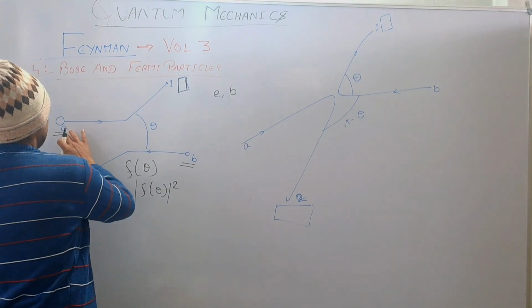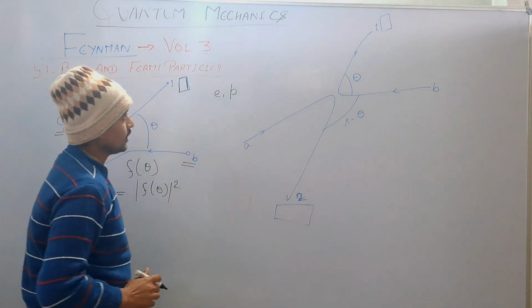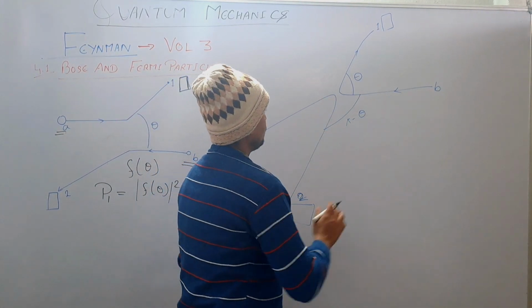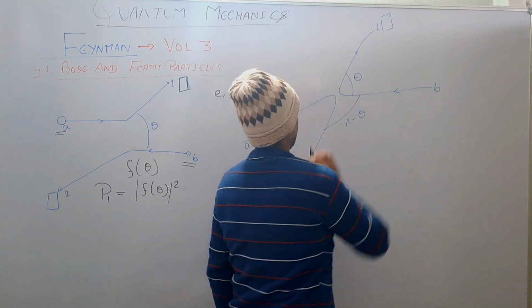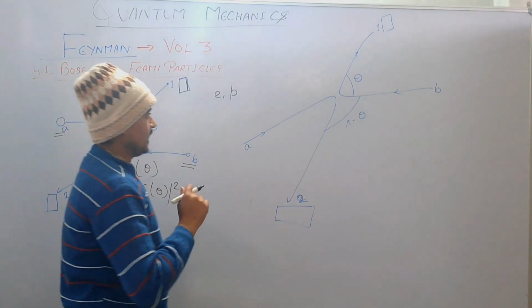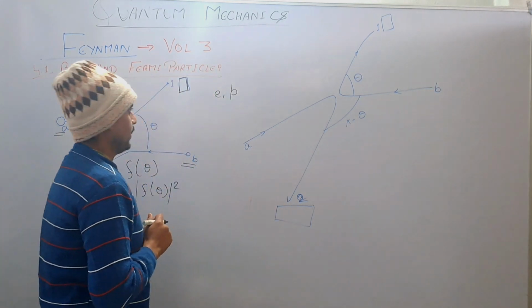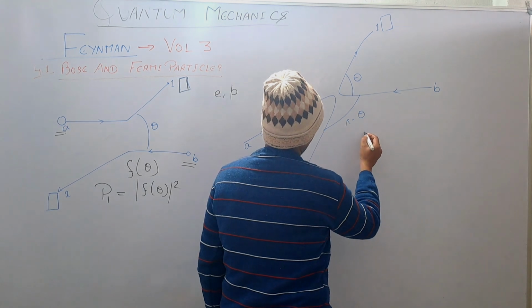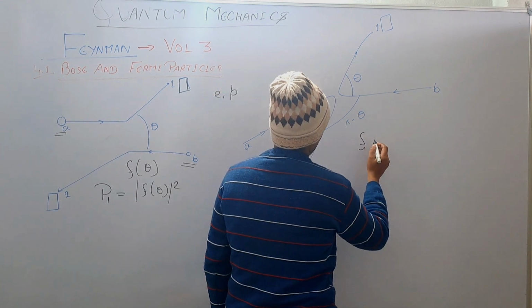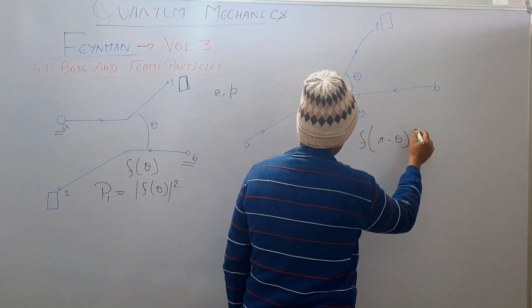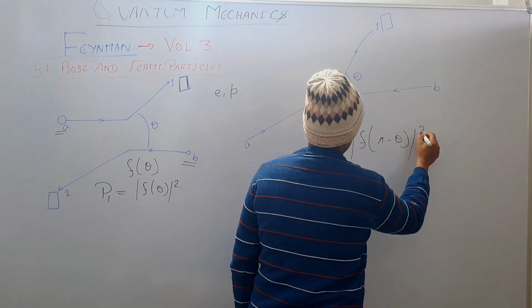Instead of A going to counter 1, A will go to counter 2 and B will go to counter 1. We have exchanged the role of the particles. In that case, the probability of such an event will be F pi minus theta whole squared, P2.